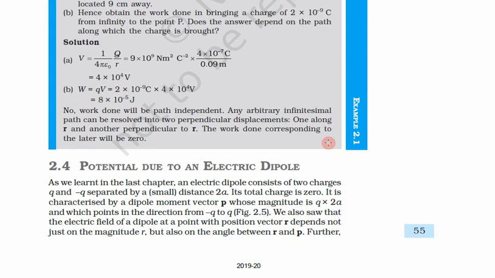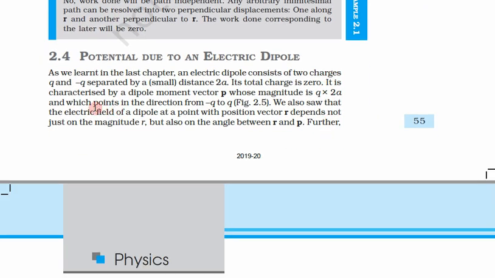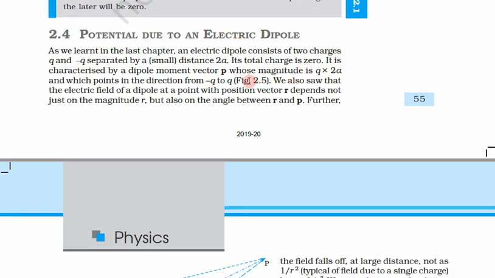Now let us move further. Today we are going to start potential due to an electric dipole. So here they have given the introduction of dipole. We know that a dipole is two charges which are separated by a very small distance 2a. So two charges, plus q and minus q, separated by a very small distance 2a.